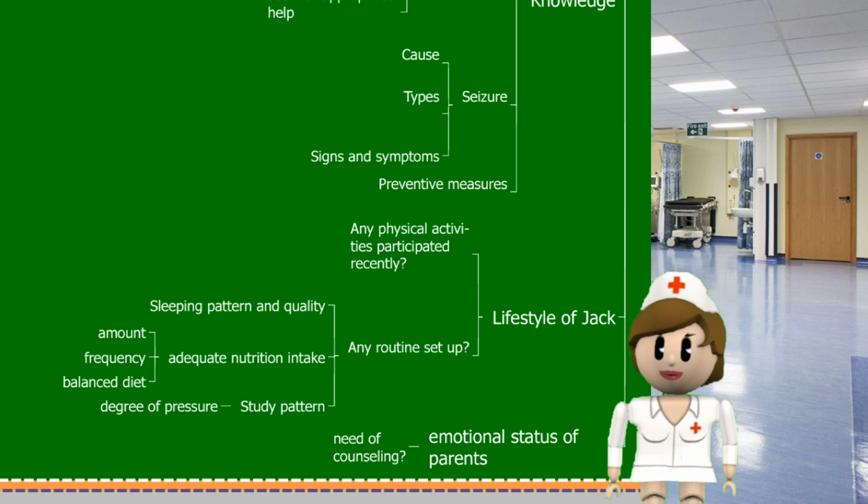Seventhly, we should assess his parents' emotional status to see if they are worried or scared by Jack's condition, in order to consider if there is a need of counseling Jack's parents.